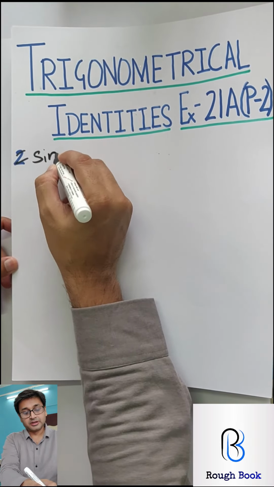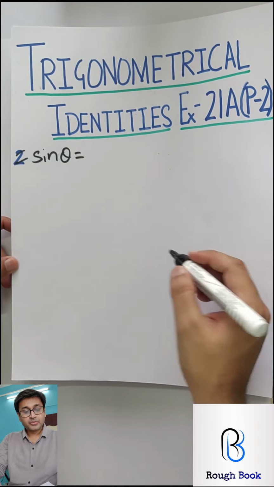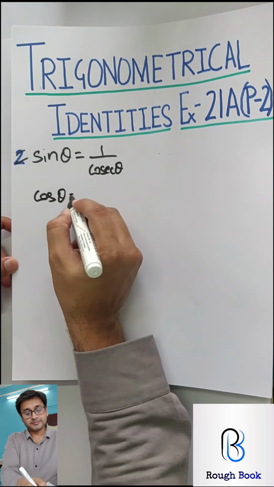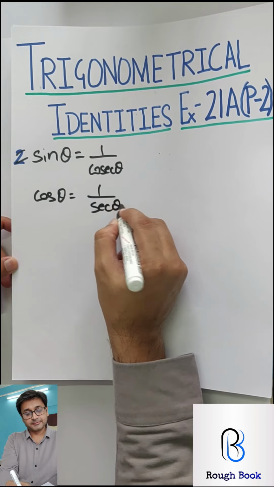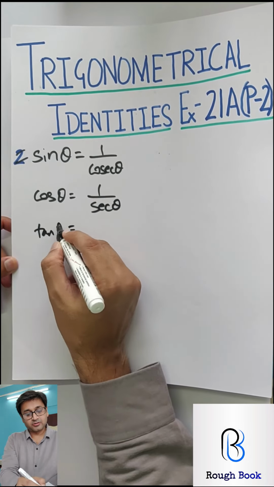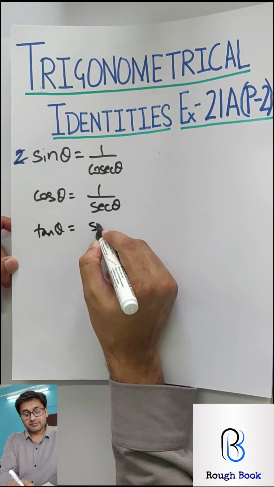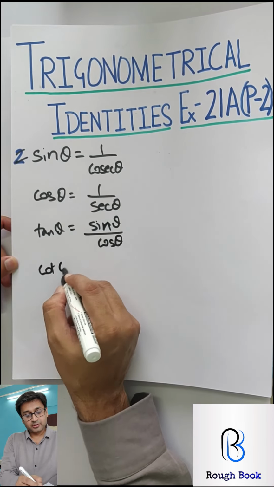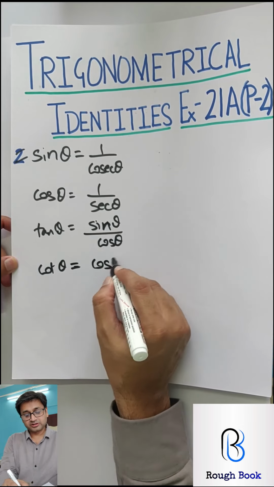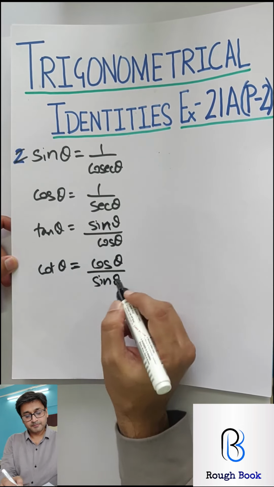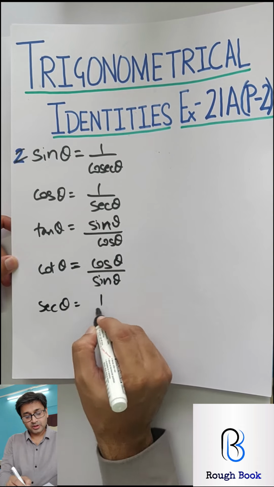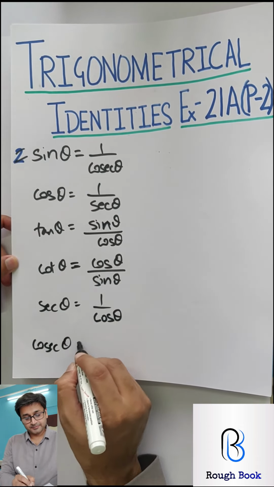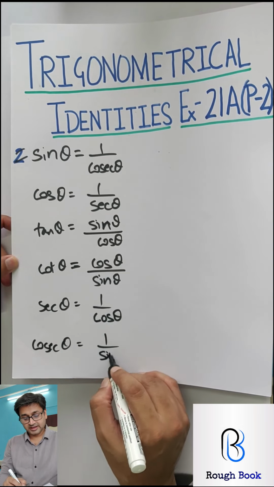Come on, speak with me. Sin theta will be what? 1 upon cosec. By now it should be known to you. Cos theta is 1 upon sec. Tan theta is 1 upon cot, or I can majorly write it as sin upon cos. Likewise cot theta is cos upon sin. Sec is 1 upon cos and cosec is 1 upon sin.